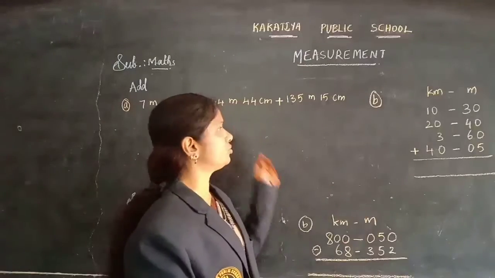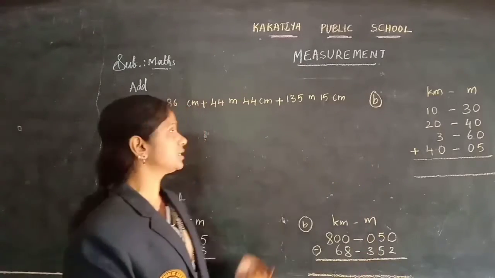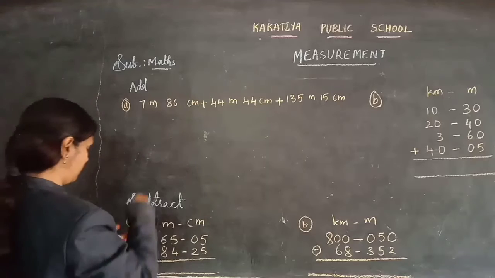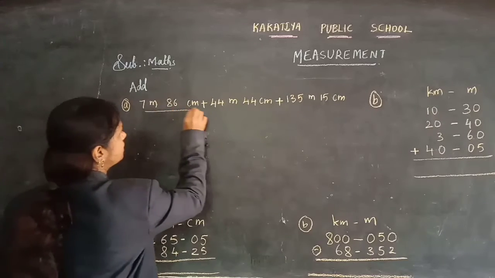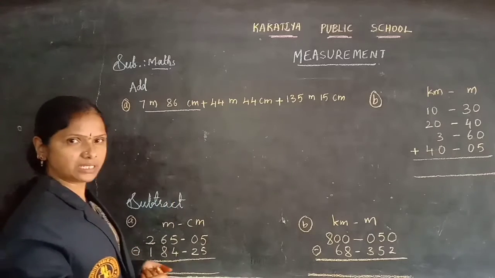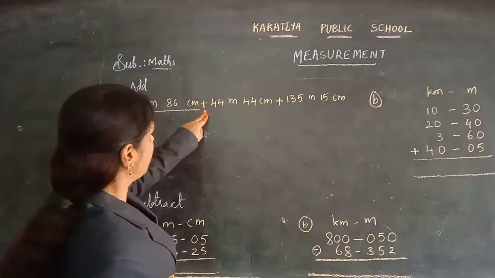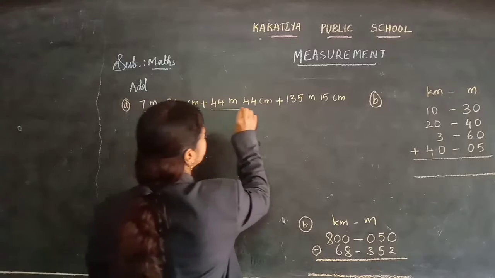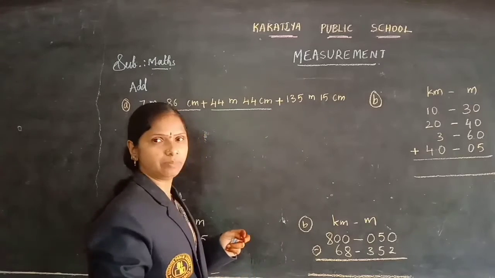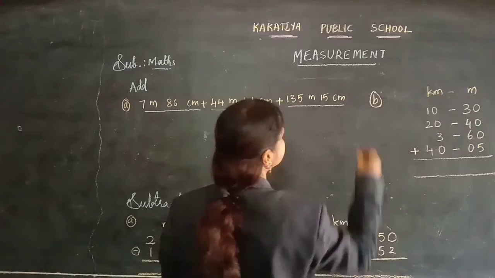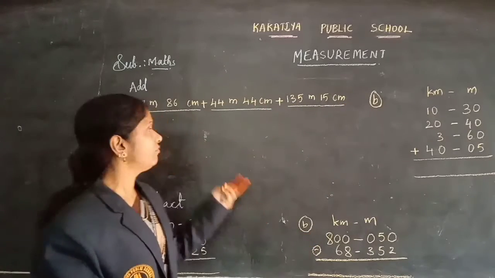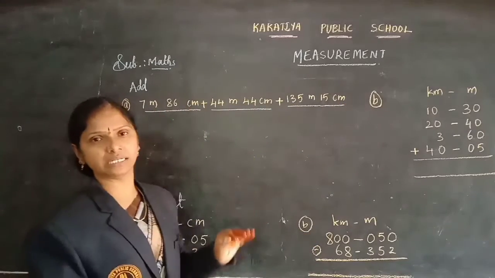Here, children, let's do the addition and subtraction in this. First, the numbers given here: the first number is 7 meters 86 centimeters, plus the second number, 44 meters 44 centimeters, and the third number is 135 meters 15 centimeters. Every number is given in meters and centimeters, children.